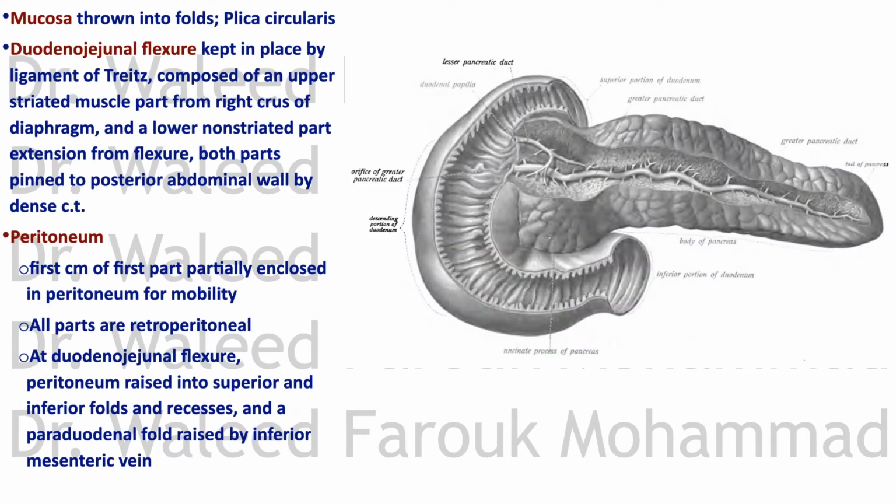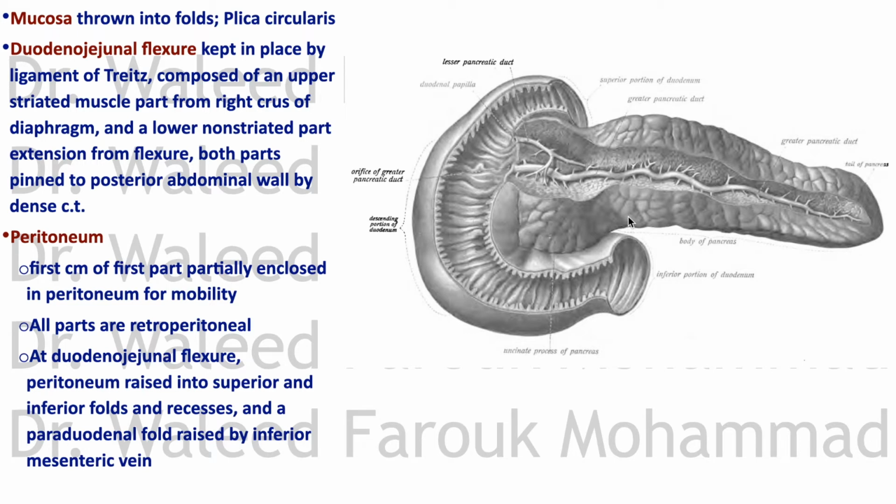This is the description of the duodenum. Its mucosa is thick and thrown into folds. As you can see here, they're called the plica circularis. The plica circularis is to increase the surface area of the mucosa.